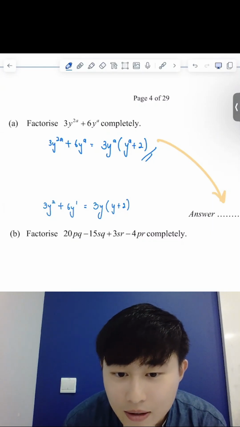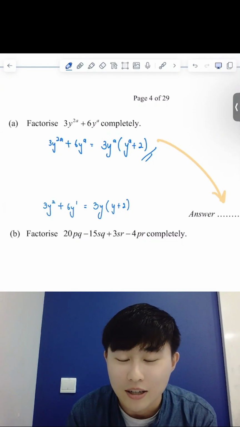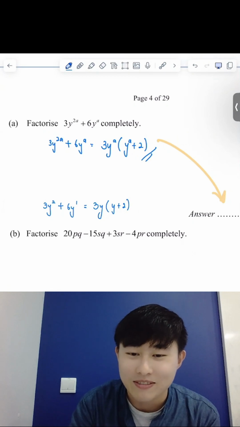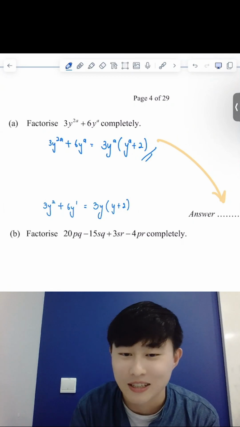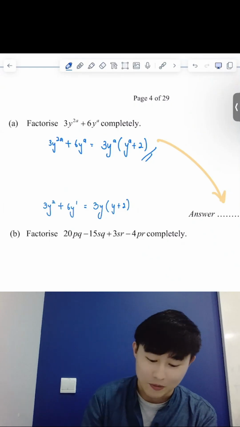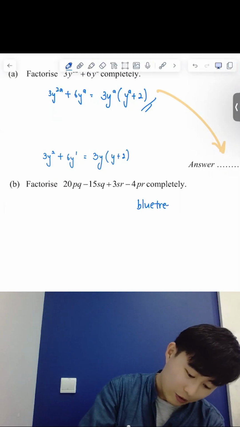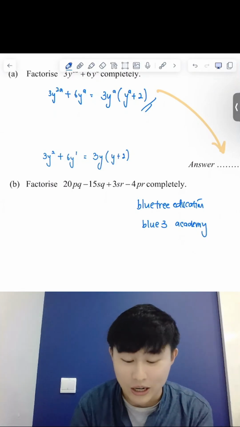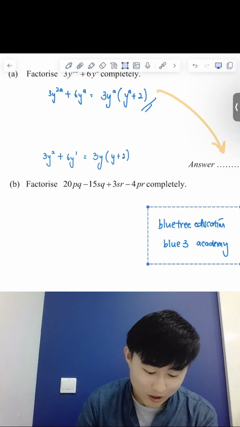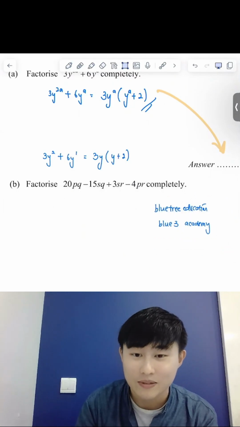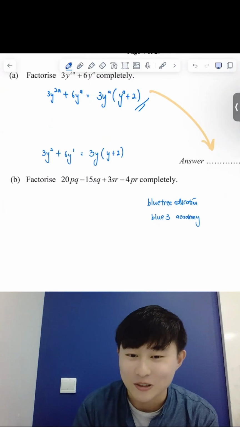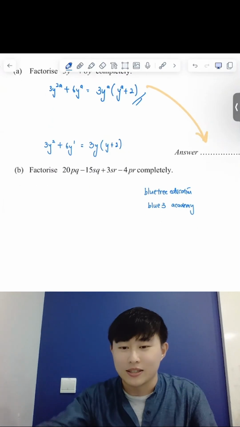Which blue tree is this at? What do you mean by which blue tree? You mean where am I, or which branch am I at? Okay, I'll let you ask so many questions. But which blue tree, you can search on Google, Blue Tree Education. If not, you can search Blue Tree Academy. Both of them work. Or which branch? Oh, you mean me? I'm at the Dhoby Ghaut branch. Why? This sounds a bit scary. We're very late at night already. You look like a Korean oppa. Thank you for the praise, but I think I'm not at that level. So yes, I'm at the Dhoby Ghaut branch.